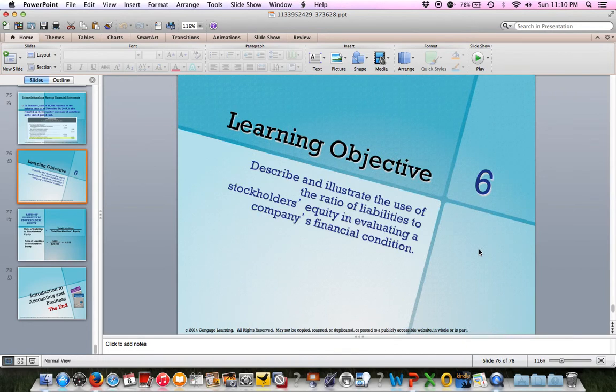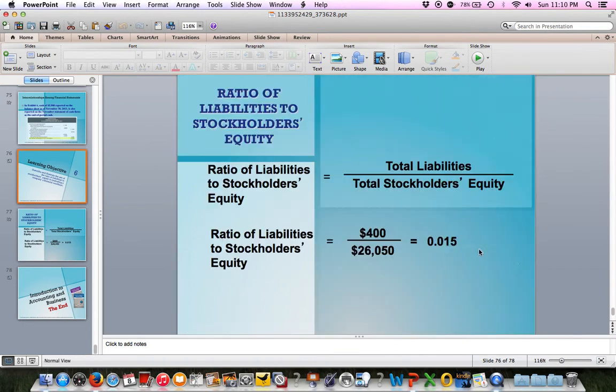Okay, the final thing to talk about is just the concept of ratios. And just know that as we move through the book, we'll talk about different ratios. And the first ratio you see here is liabilities divided by equity. And so you can see here, we just took our $400 worth of liabilities, divided that by equity, and we get a number, pretty small number, 0.015 or 1.5%. And so that just basically says, how much liability do we have to equity?